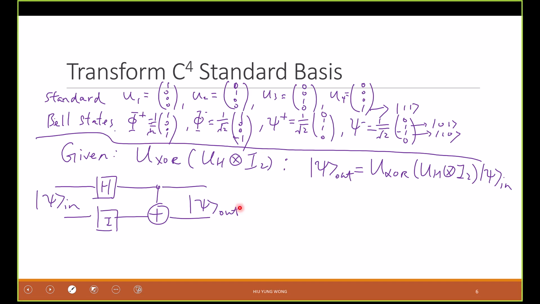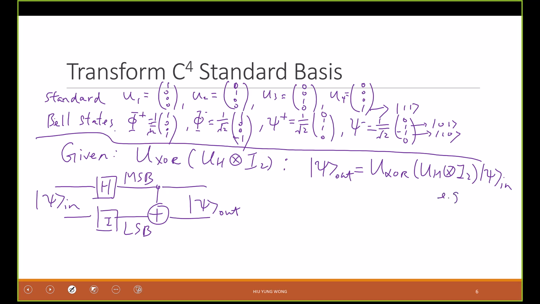And let's look at which one is the most significant bit based on this drawing. The top or the bottom? The top. And the bottom is the least significant. Why? Because in my matrix, UH is on the left. The Hadamard gate is applied to the first, the most significant bit. The most significant bit is on the left, right?